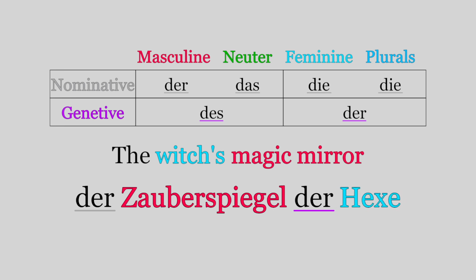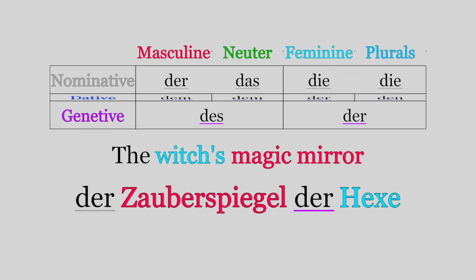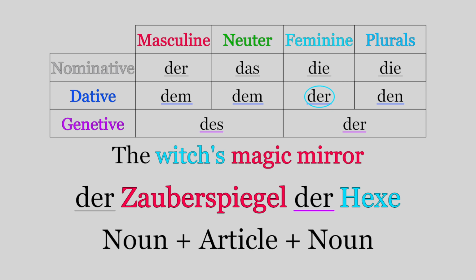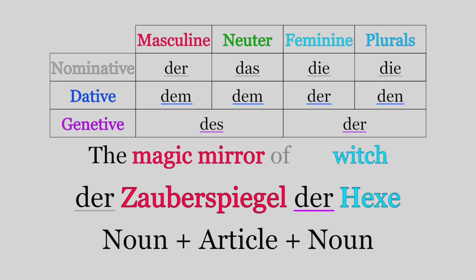This may be especially confusing to learners because this is the same declension that die used in the dative case, so pay extra attention to the construction of noun, article, noun, in order to recognize that it is a word in the genitive case. It is helpful to think of translating the witch's magic mirror into the magic mirror of the witch. That is not quite all either.